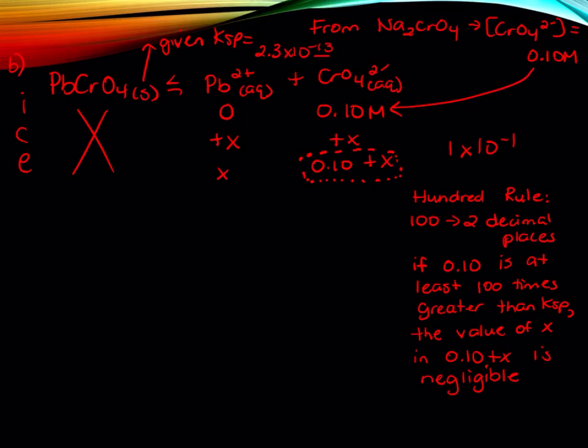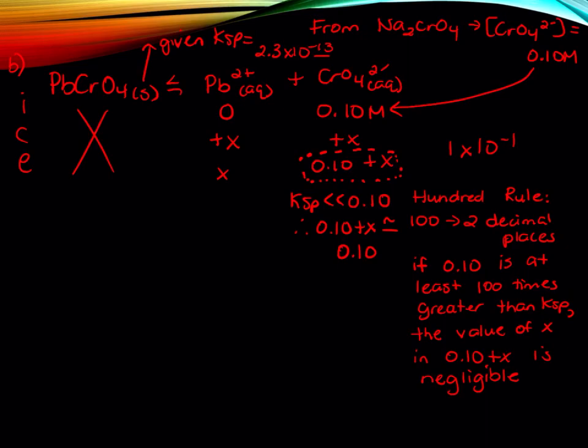Okay? So how do you know that? You look at the decimal places. This number can be rewritten as 1 times 10 to the negative 13. That's 12 decimal places different. Many, many more than 2. Okay? So we're going to ignore the x here. So what you can write is KSP is much, much smaller than 0.10. Therefore, 0.10 plus x is approximately equal to 0.10.